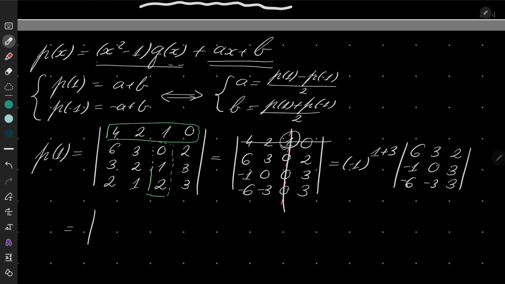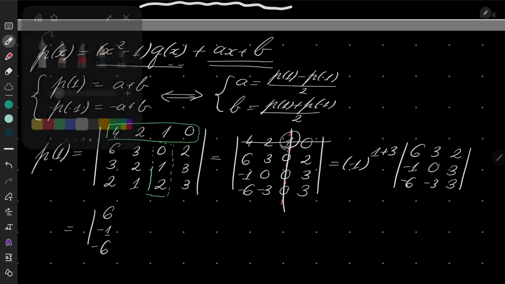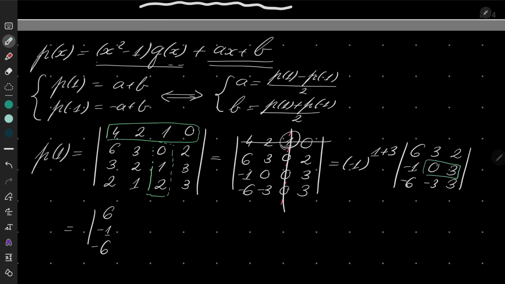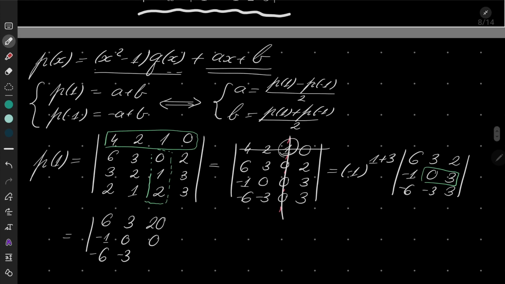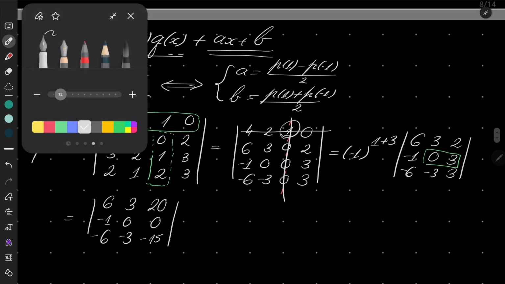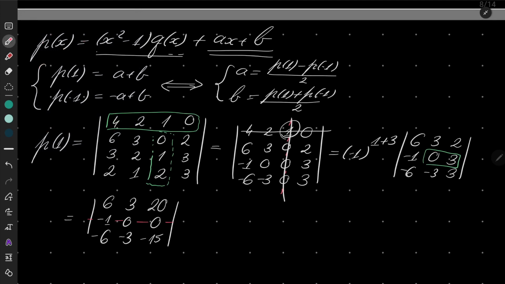And now we can either use the sub rule, or we can do our trick again by producing zeros in one of our columns or rows. Maybe I will, for example, take the first row and try to produce zeros in these places. Okay, so the second column stays the same. And now I take the first column, multiply it by 3 and add it to the last column. So 6 times 3 is 18, 18 plus 2 is 20, -1 times 3 is -3, -3 plus 3 is 0, -6 times 3 is -18, -18 plus 3 is -15. Okay, so again, we have zeros and -1 here.